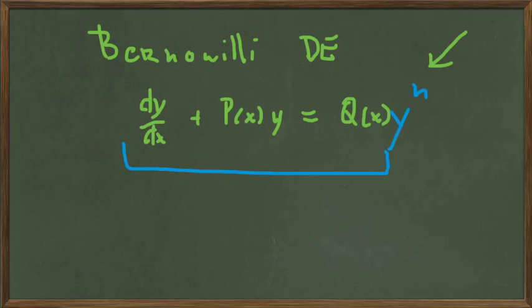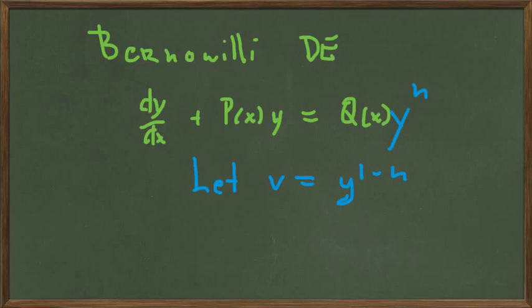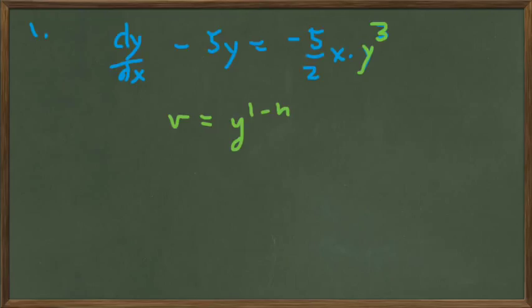So let's see what that substitution is. It is to let v equal y to the 1 minus n, where n is that power on the y on the right-hand side. So we let v equal y to the 1 minus n. In this case, we're going to let v equal y to the 1 minus 3, which is y to the minus 2.